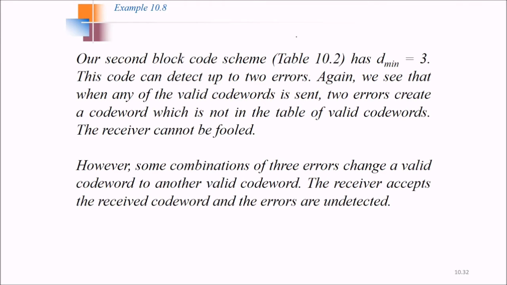But the second block code scheme has a minimum Hamming distance of 3. So this code can detect up to 2 errors. How? We see that when any of the valid code words is sent, 2 errors create a code word that is not in the table of valid code words. The receiver cannot be fooled. However, some combinations of 3 errors change a valid code word to another valid code word. So the receiver accepts the received code word and the errors are again undetected.